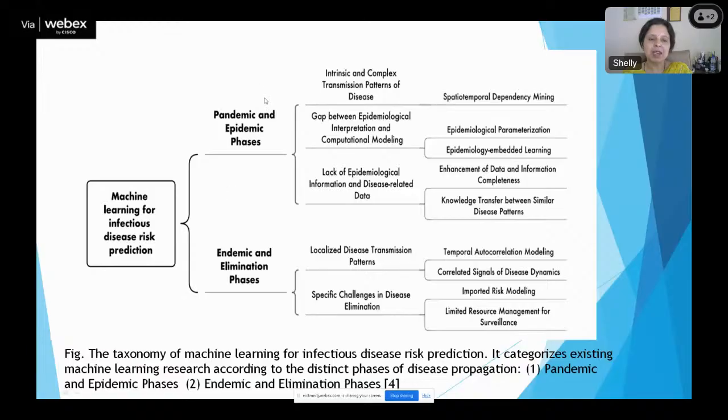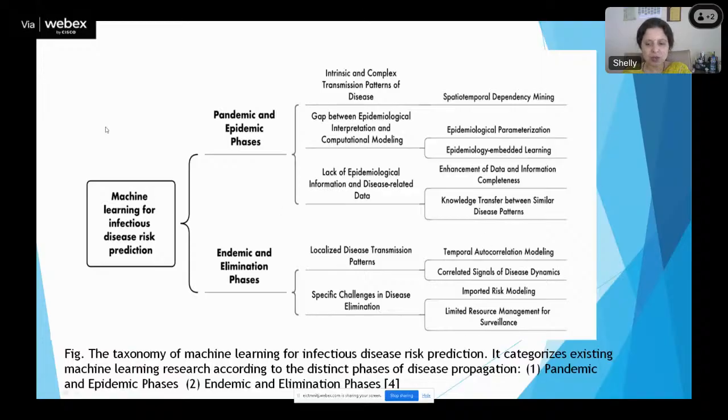So under the pandemic and epidemic phases, various papers that are specifically working on these three things are specified and elaborated in a very nice manner in this particular paper. And for those working on endemic and elimination phases, the localized transmission patterns and the specific challenges of disease elimination are referred to in this paper.